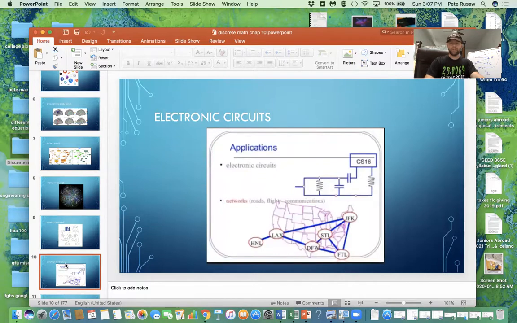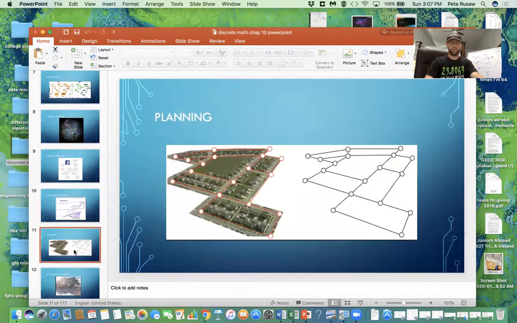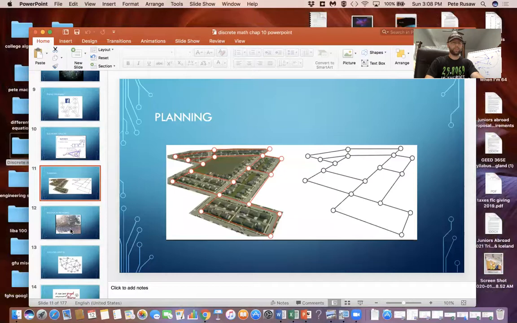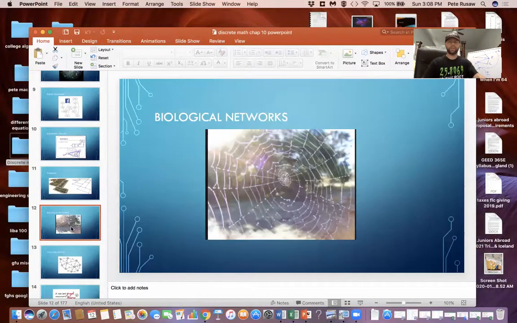Electronic circuits, networks with roads, flights, communications, city planning, locations, and connections between those locations. It's in the DNA of life itself, biological networks.